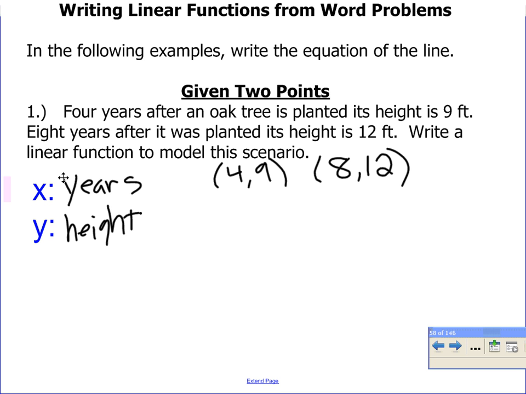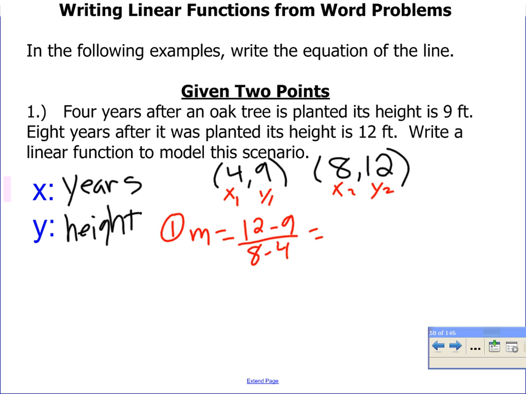So if I told you, or like on your test, it said, put this into slope-intercept form. What's the very first thing you need to do to get 2 points into slope-intercept form? Awesome. Slope formula. So x1, y1, x2, y2. So step 1, we have m equals 12 minus 9 over 8 minus 4. Andy, what is the slope? Good. Slope is 3/4.